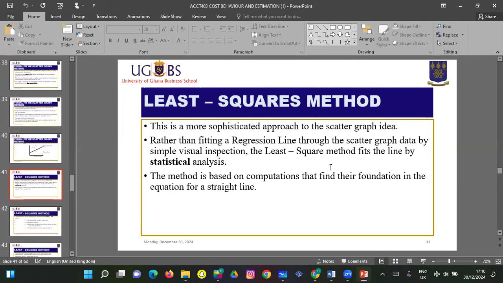So the least square method is a more sophisticated approach to the scatter graph. Rather than fitting a regression line through the scatter graph data by simple visual inspection, the least square method fits the line by statistical analysis. The method is based on computations that find their foundations in the equation for a straight line.